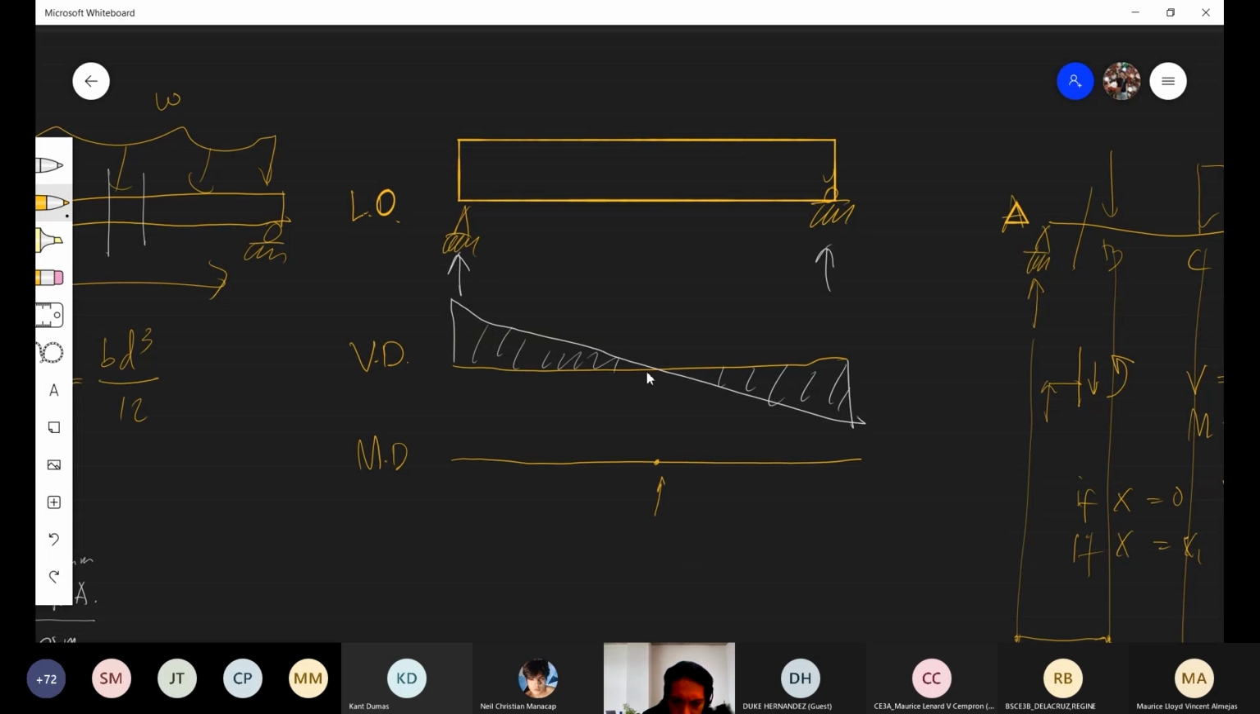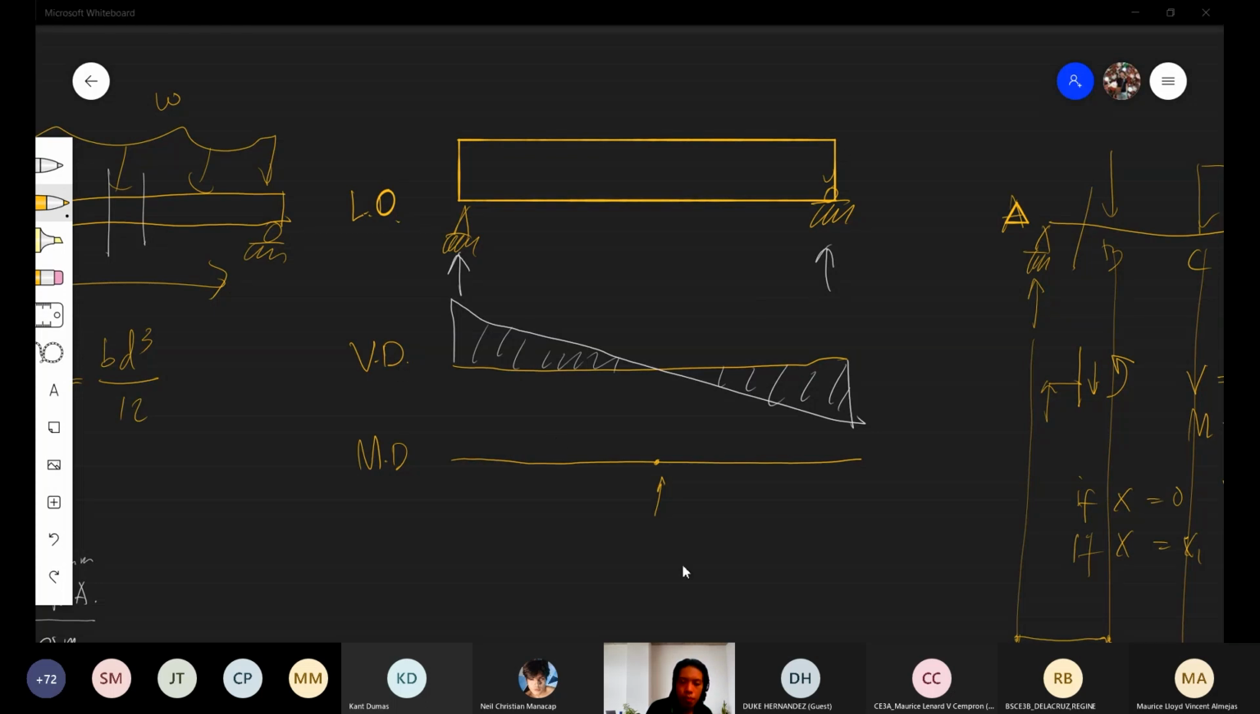It could also be at the center. Now, in this case, it is at the support. Why? Actually, there's a lot of ways in making a graphical way to evaluate V, sir.